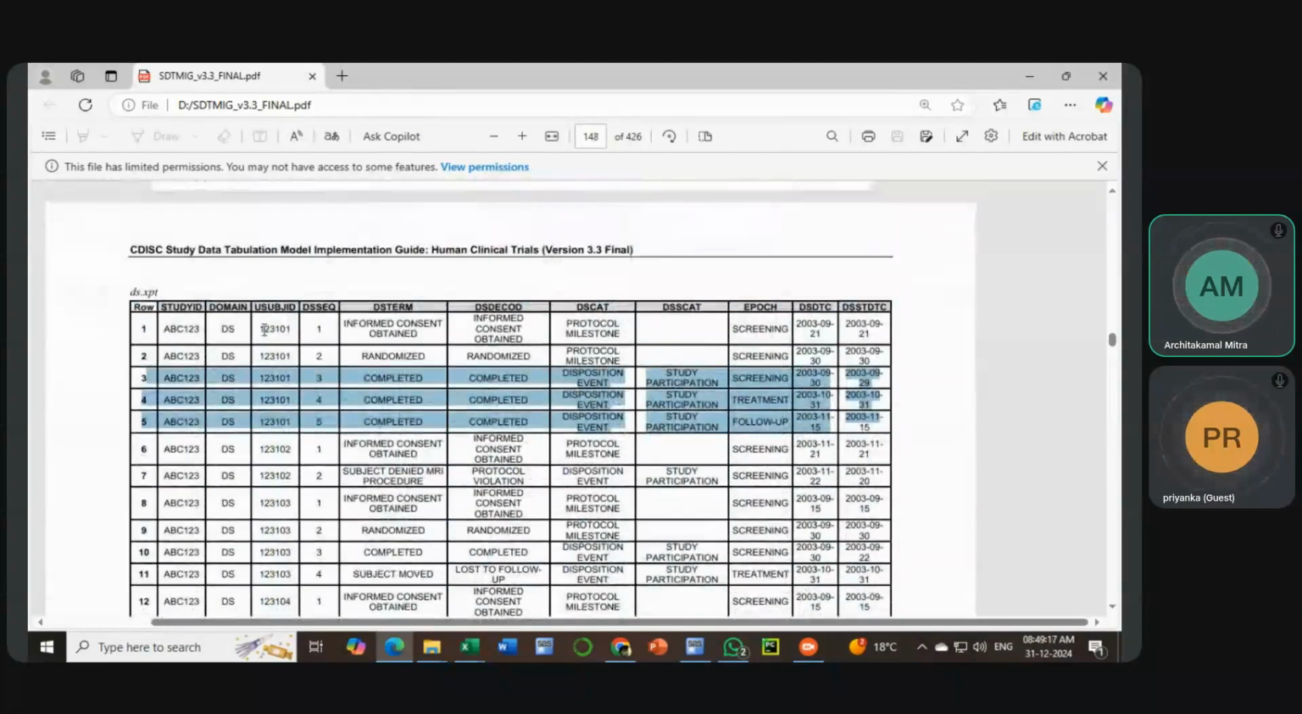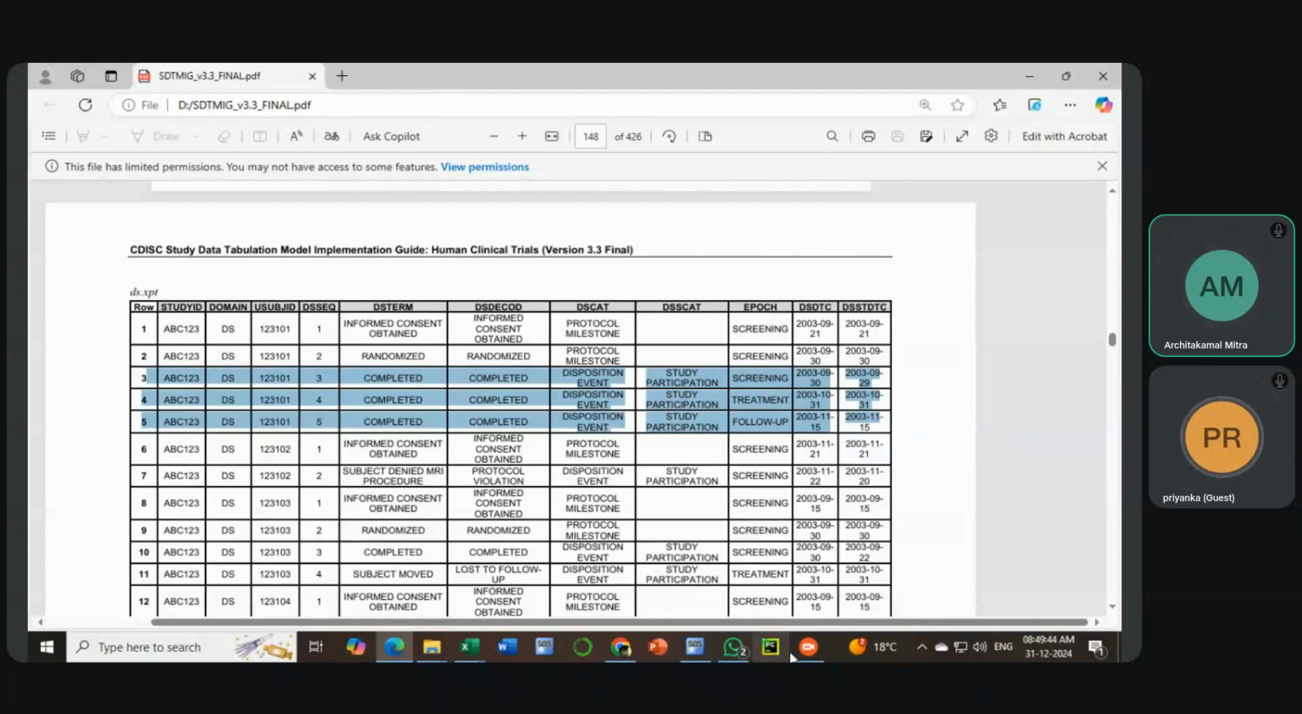So all are for the same person. Here the randomization completed. That's why, in the third row, the epoch is again screening, DSS cat is study participation, and it got completed. It is written completed here, with DS term and DS code the same.